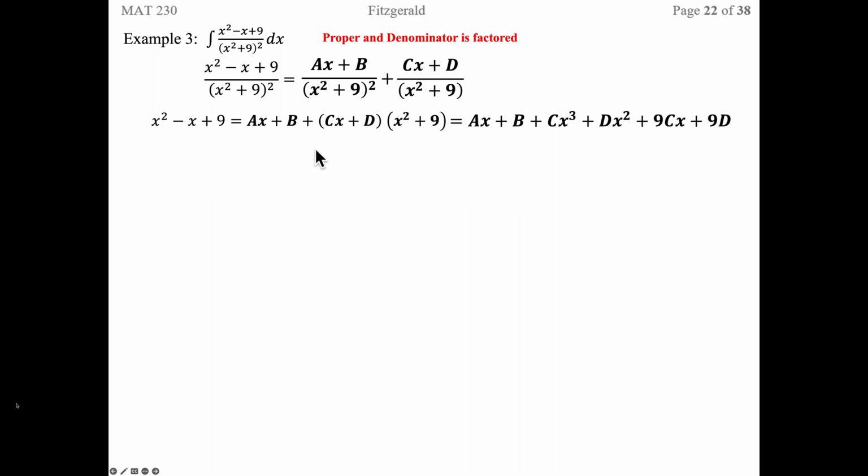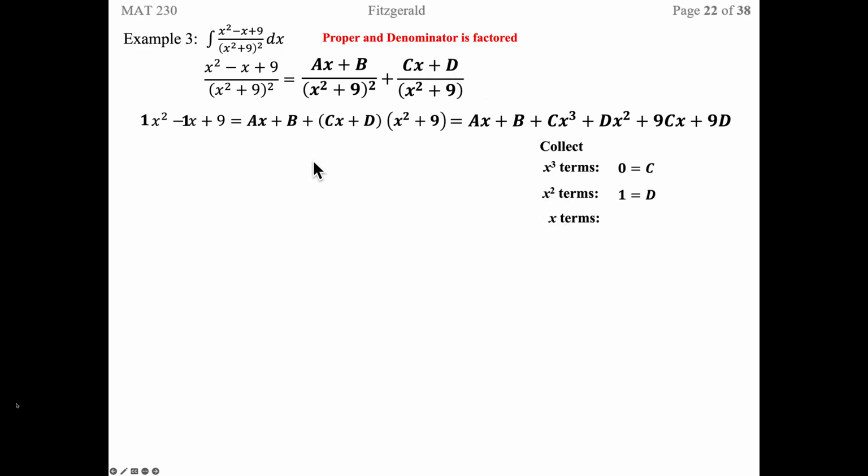All right, so this one is collect like terms. So we're going to look for x cubes. I only have 1. There's no x cubed over here. So that's a 0. So 0 is equal to C. What that tells us is that there will be no x term on top of the second fraction. Collect your x squared terms. We have a 1 in front of our x squared. So 1 is going to be equal to, we only have Dx squared. So now we know D is equal to 1. So there's a 1 on the top of that fraction.